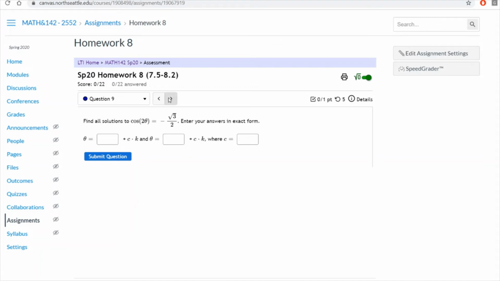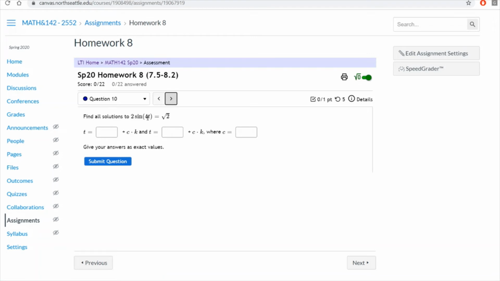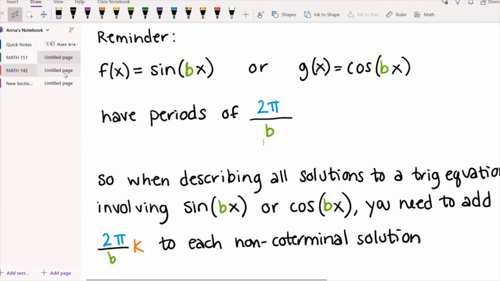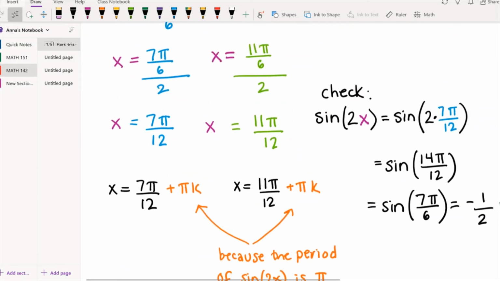In this next example, now you have sine of 4t. So the period is going to be 2 pi over 4, which is pi over 2. And so for this one, you would be adding pi over 2 times k because that's the period. And so you would type in c is equal to pi over 2. So I just wanted to point that out because the formatting is a little different from stuff that we've been doing.